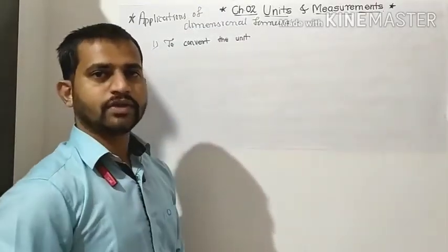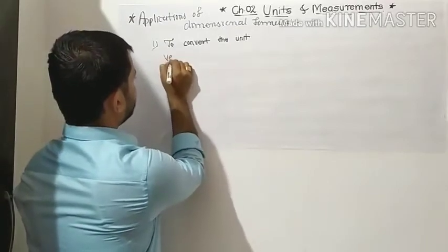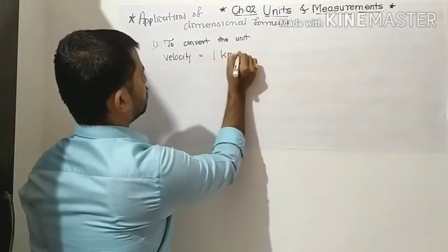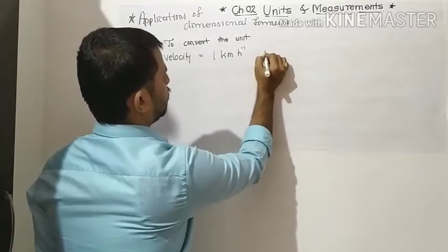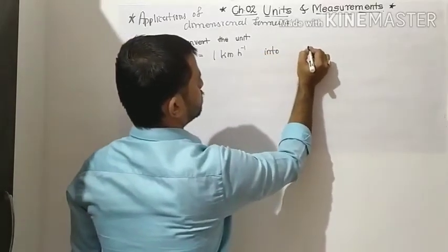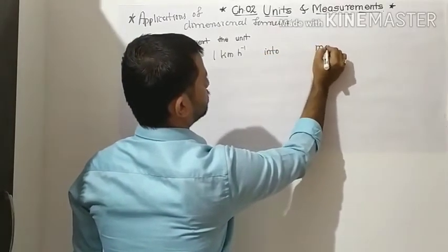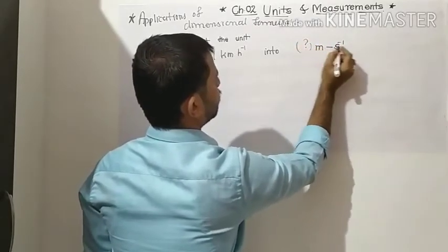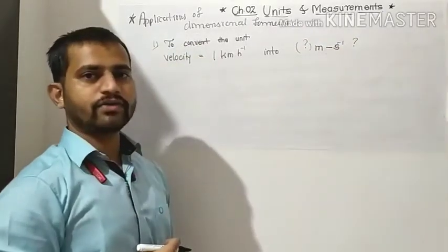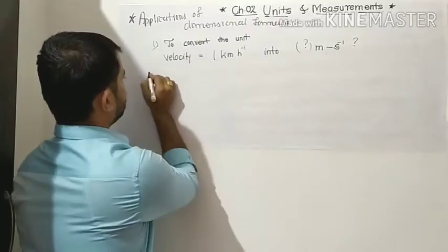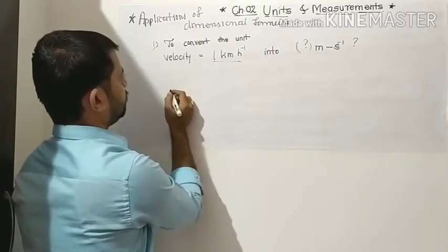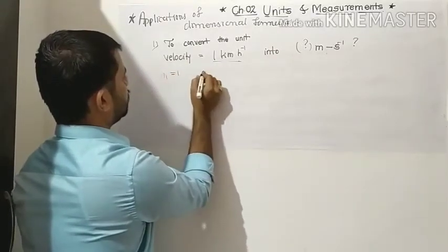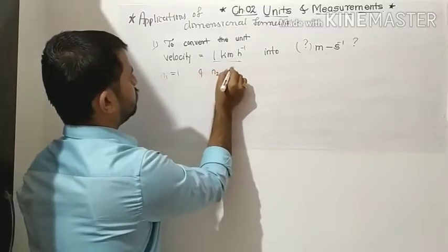Here the velocity is given. It is 1 kilometer per hour, and we have to convert this into meter per second. Then how much will be the magnitude? Okay, that we have to find out. So let us consider that in this system here n1 is equal to 1 given, and we have to find out n2 is equal to what.